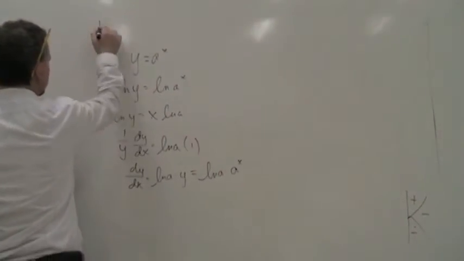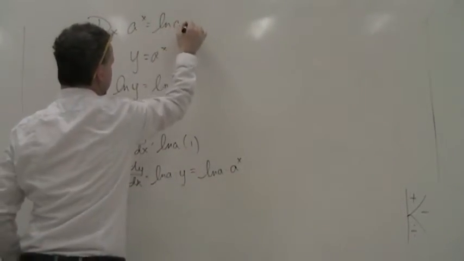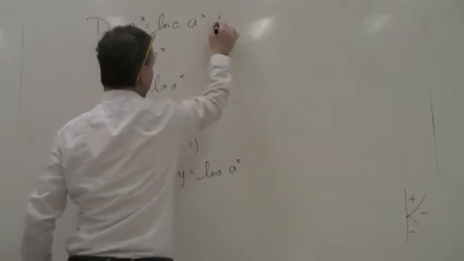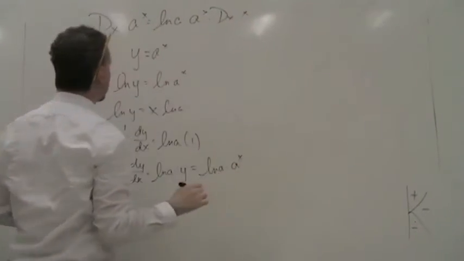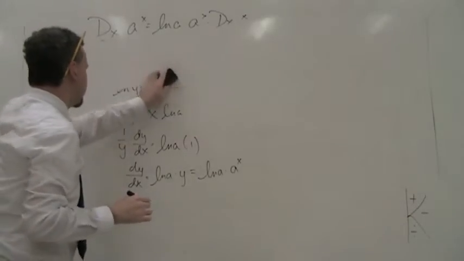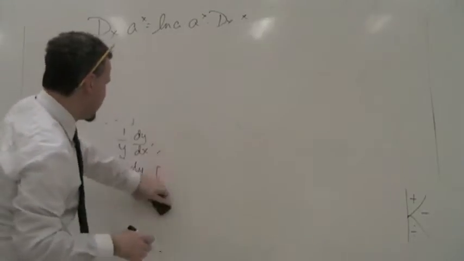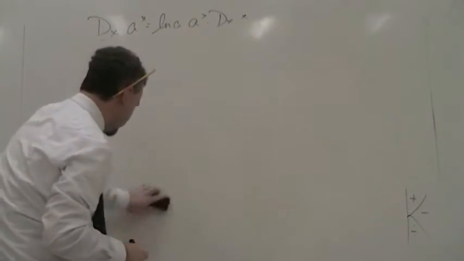So our first rule is the derivative of a to the x is ln a times a to the x times, use the chain rule on the exponent. Alright? That's going to be our first rule. And we just proved it down here. As I erase it, we already proved it.